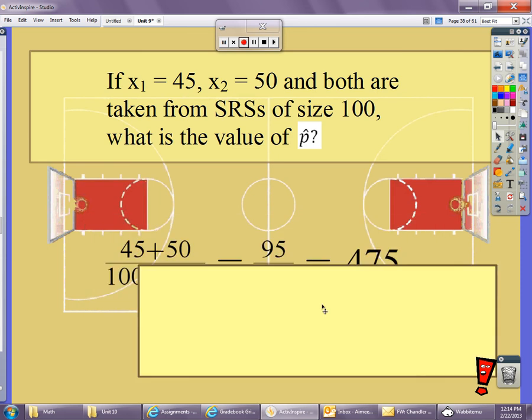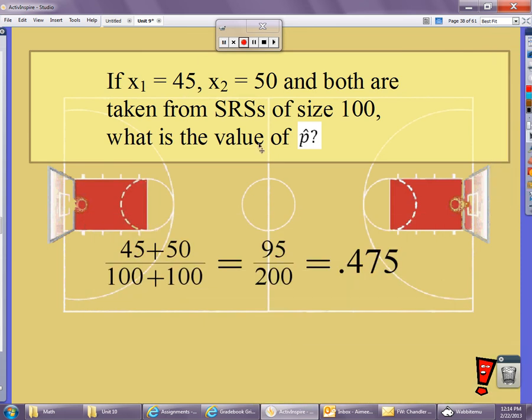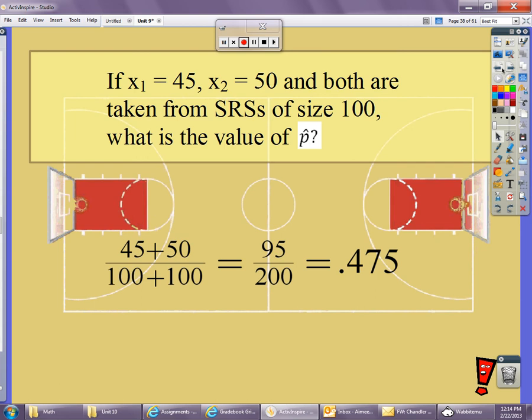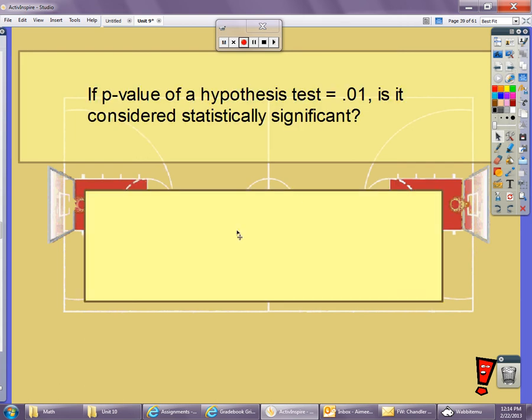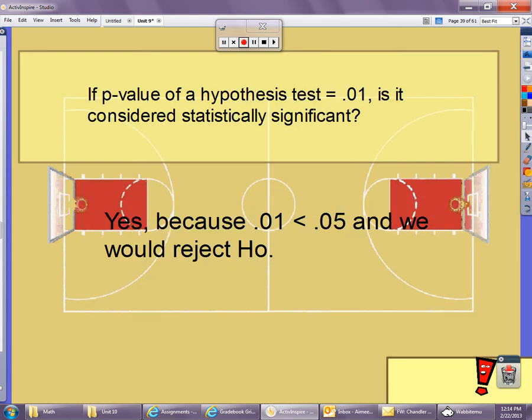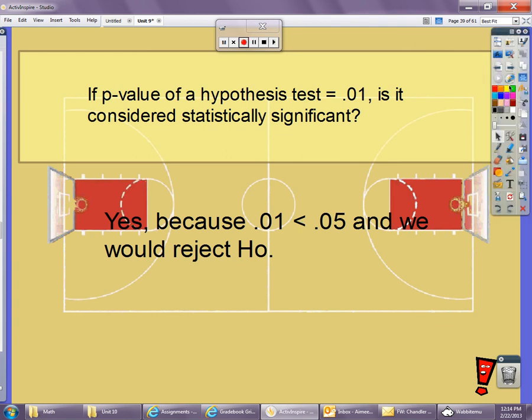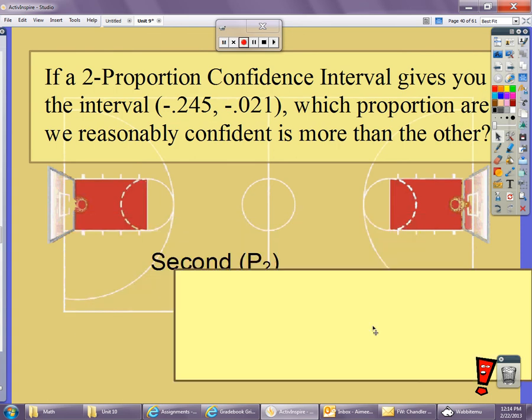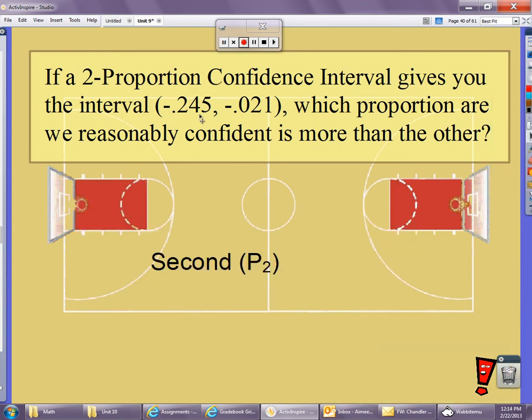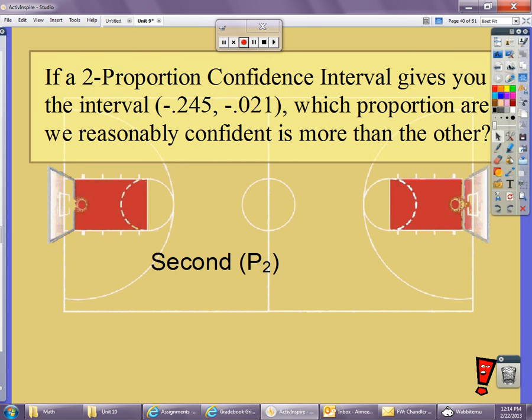In this case, I want to pool them together to get 0.475. Since 0.01 is less than 0.05, we would reject H sub 0, so yes. In a two-proportion confidence interval, since I have a negative interval, that means that the second proportion would be bigger than the first.